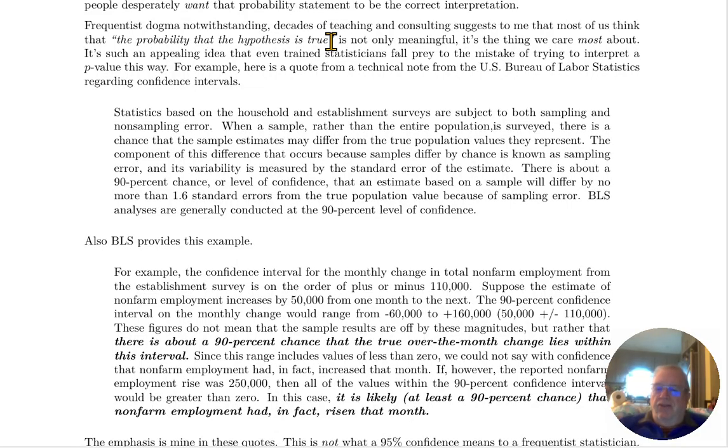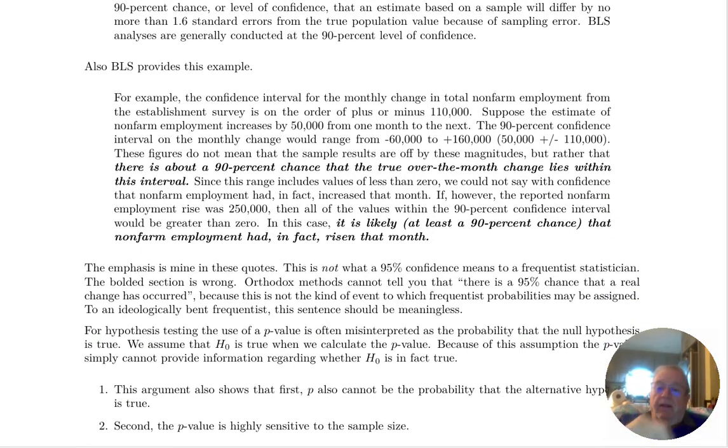An estimate based on a sample would differ by no more than 1.6 standard deviations from the true population value because of sampling error. The BLS surveys are generally conducted at this level of confidence. So they have an idea of a sample from a population, and the whole point of their analysis is to say how representative is the sample of the population when you really don't know the population. And there are all sorts of epistemological problems with that statement alone. They give an example straight from the BLS. Let's see.